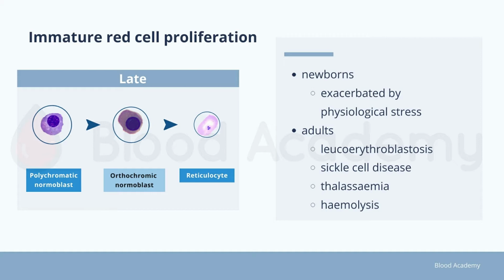Late nucleated red cells are found in term newborns, continuing in the first few days of life. An increase in the number of these cells is often exacerbated by physiological stress. This includes prematurity, fetal blood loss, intrauterine hypoxia, and maternal diabetes mellitus. In the adult, the main pathological states that result in the presence of late nucleated red cells include leukoerythroblastosis, thalassemia, sickle cell disease, and hemolysis.